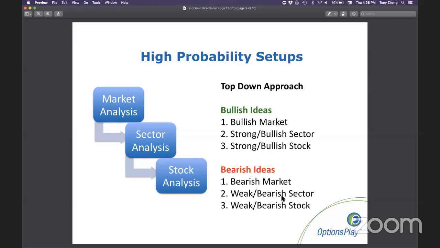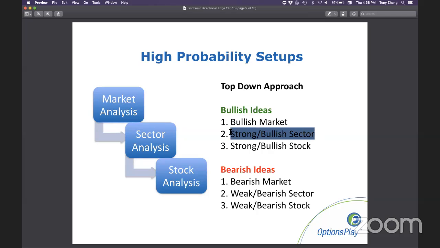This is really where we take a top-down approach when it comes to selecting stocks to take a bullish or bearish view on. I certainly use this methodology when I select the daily play for the emails that we send out every single day. What we look at, number one, is the market. Is the market bullish or bearish? We always start there as we get a sense for where we think the market's headed in the short term. We use our trend and relative strength indicators to give us a sense for that.